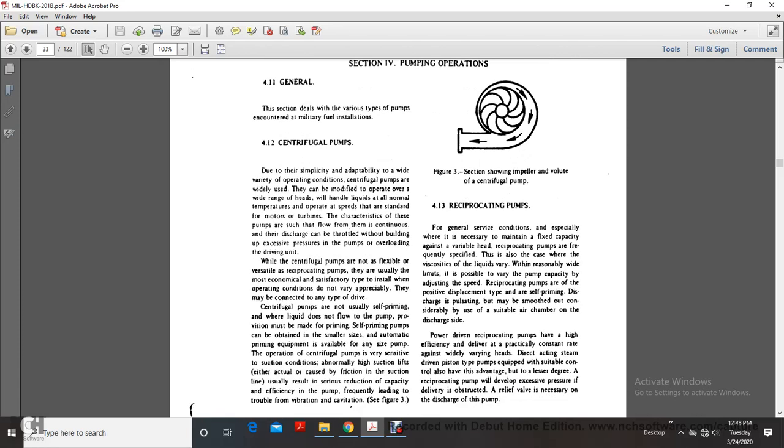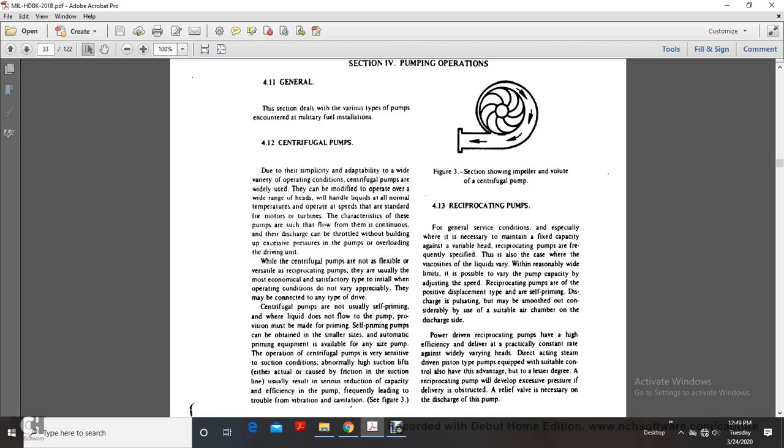413. Reciprocating pumps. For general surface conditions, especially where equipment is necessary to maintain a fixed capacity against a variable head, the reciprocating pump is frequently specified, as in all cases where the viscosity of the liquids varies within reasonably wide limits. It is possible to vary the pump capacity by adjusting the speed of the positive displacement reciprocating pump. The pulsating discharge of the self-priming type may be smoothed out with considerable use of a suitable air chamber on the discharge side.